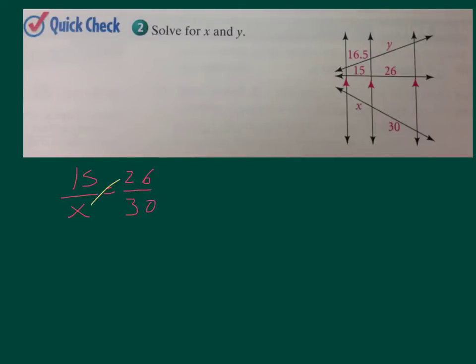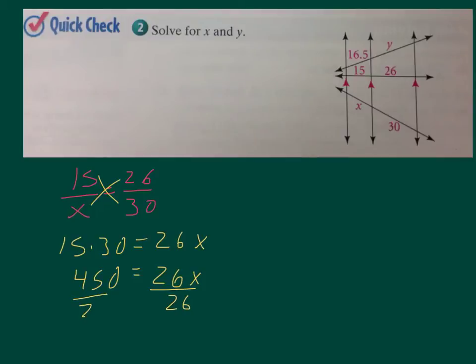Then you're going to do your cross products. So 15 times 30 is going to equal 26 times x. So we have 450 equaling 26x. Divide both sides by 26 and you get x to equal, let's divide 2 into both those, 225 over 13 for x.